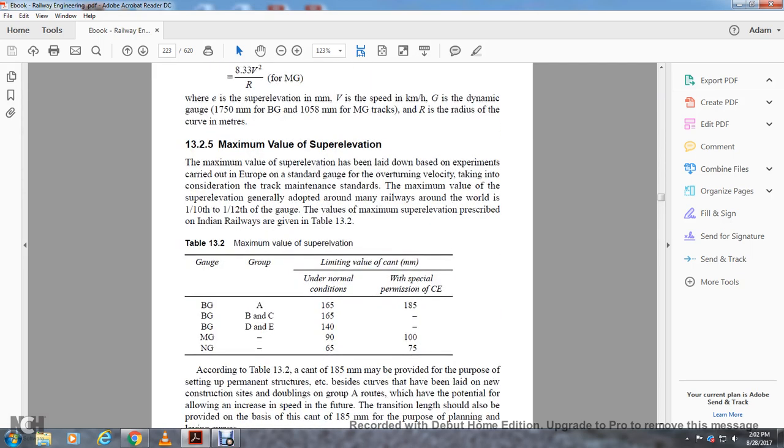Maximum value of superelevation. Broad gauge A group: 165 millimeters under normal conditions, with a cant of 185 millimeters in special cases. Broad gauge B, C, D and E: 165 millimeters under normal conditions, 140 millimeters value of the cant. Meter gauge: 90 millimeters normal cant, and 100 millimeters with special permission. Narrow gauge: 65 millimeters normal cant, and 75 millimeters with special permission.